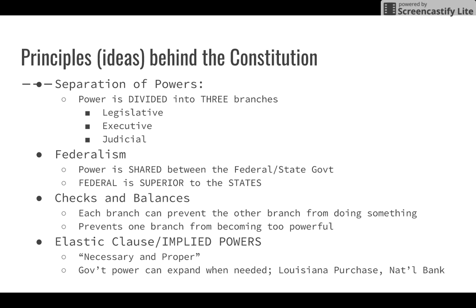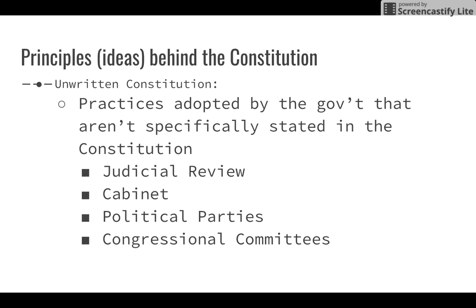Okay? We have the elastic clause. We have elastic on our sweats, on our collared shirts, etc. It stretches. Okay? The elastic clause means that the power of the government can expand when needed. The two big examples of the elastic clause, or the implied powers as they are called, are the Louisiana Purchase and the National Bank. Okay?